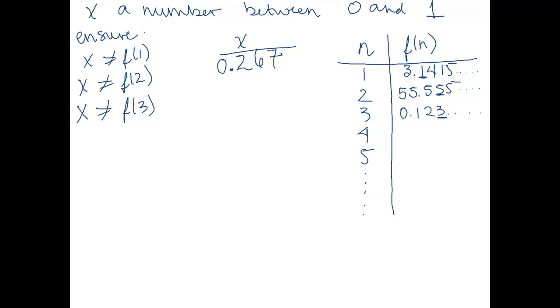All right, so I'm going to keep going. Maybe f of 4 is this number. Who knows? I'll find the fourth fractional digit of x. It needs to be anything but 6, so let's make it 3. Okay, and let's do one more.